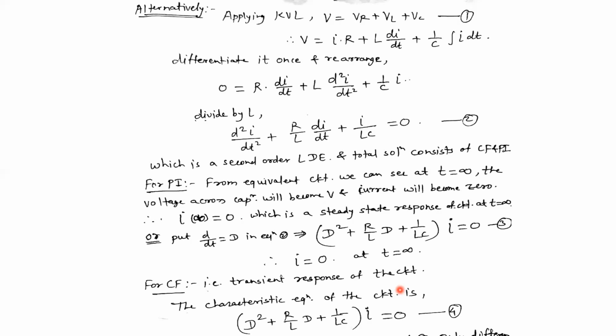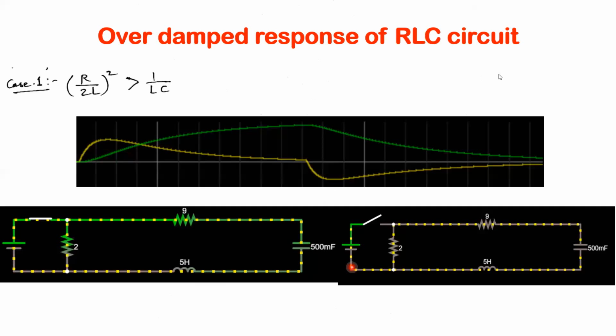So this is the overdamped response of the RLC circuit. This is the RLC circuit. This 9 ohm is the value of R. This capacitor value is 500 millifarad and the inductor value is 5 Henry. So this is the RLC circuit, and this path of 2 ohm is provided for the discharging.